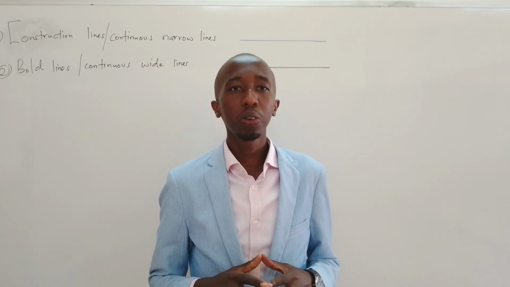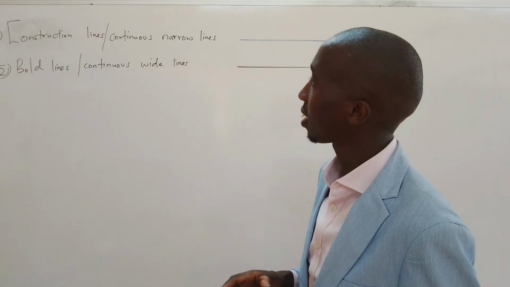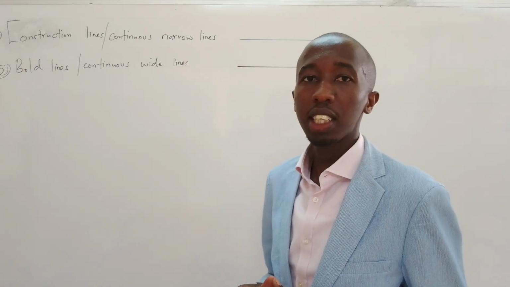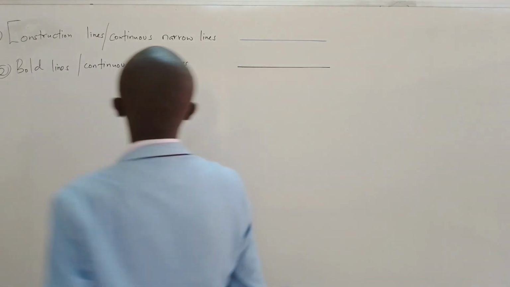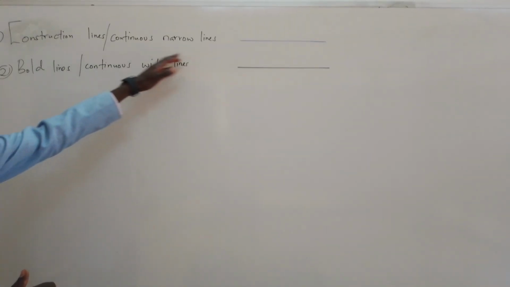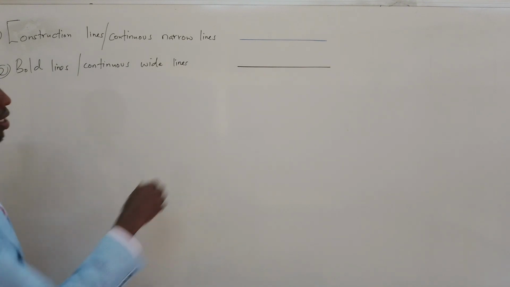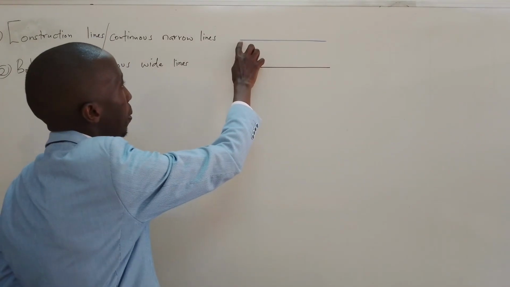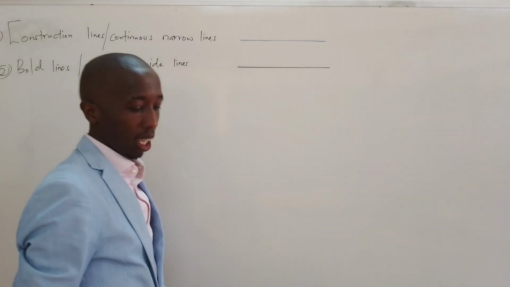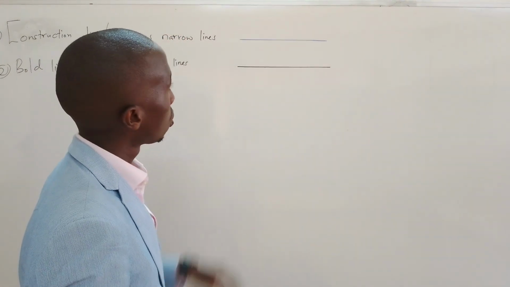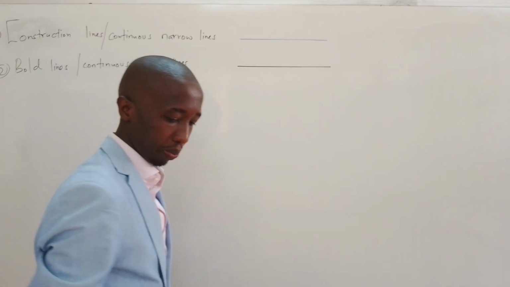And in today's video, I am going to illustrate two types of lines which are among the lines used in technical drawing. One, we have the continuous narrow line, which is also termed as construction lines. And these lines, as the name suggests, appear thin and continuous. Now, I will use a simple illustration to show you how that line is applied when you are drawing.